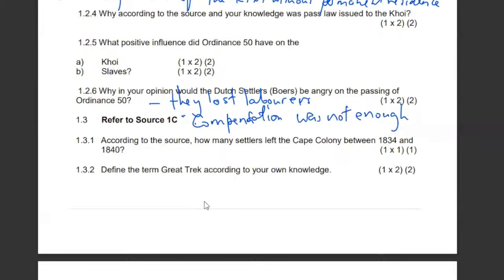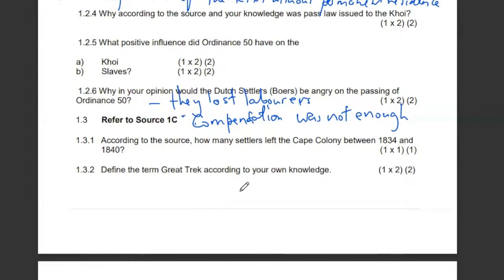And so, because of that, that was one of the sparking reasons of the Great Trek. It led to the Boers deciding to move away from the British controlled Cape Colony because they were not happy. They organized themselves and moved away as the Great Trek.